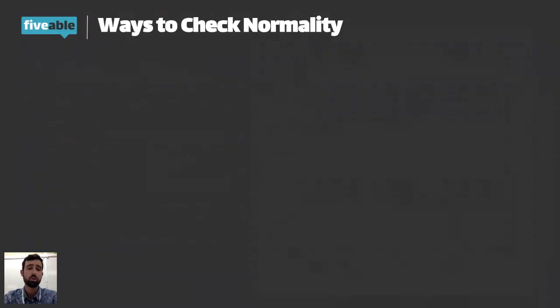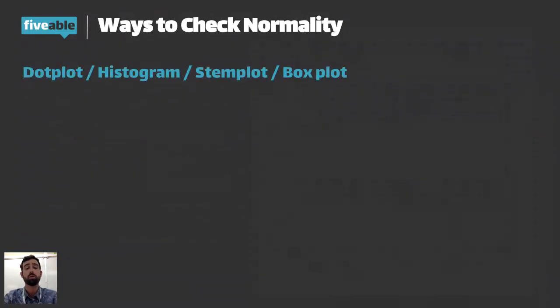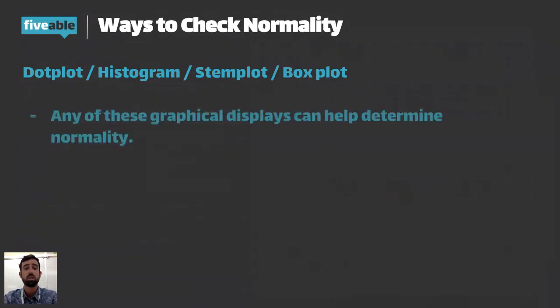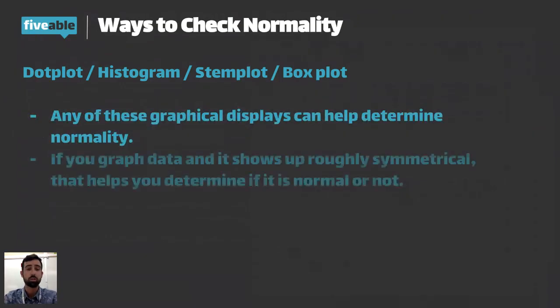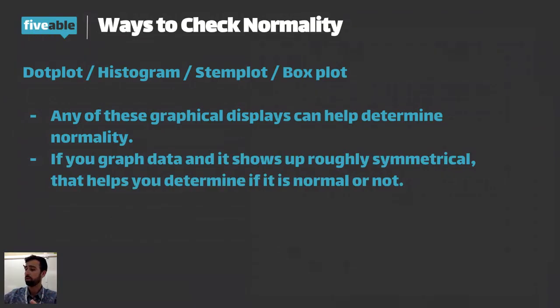A couple other ways to check normality. One is if you actually plot your data. So if you plot a dot plot, histogram, stem plot, box plot, if you use any of these, it can help you determine if something is normal. And what you're looking for is something that's roughly symmetrical, with most of the data concentrated on the inside. And so I'm going to show you using our document camera what that might look like.